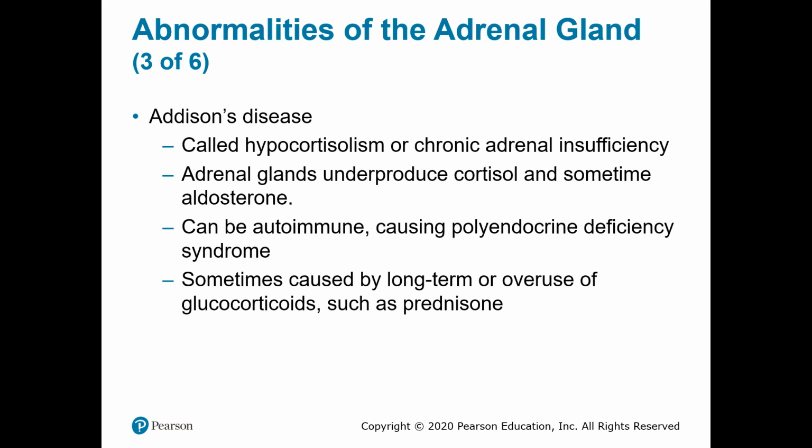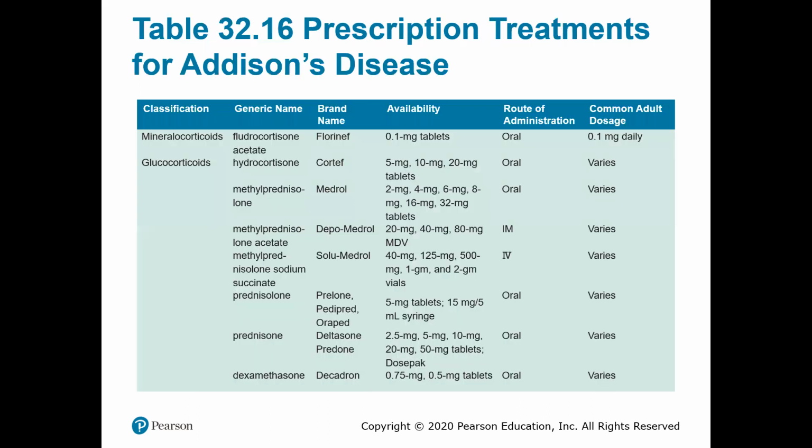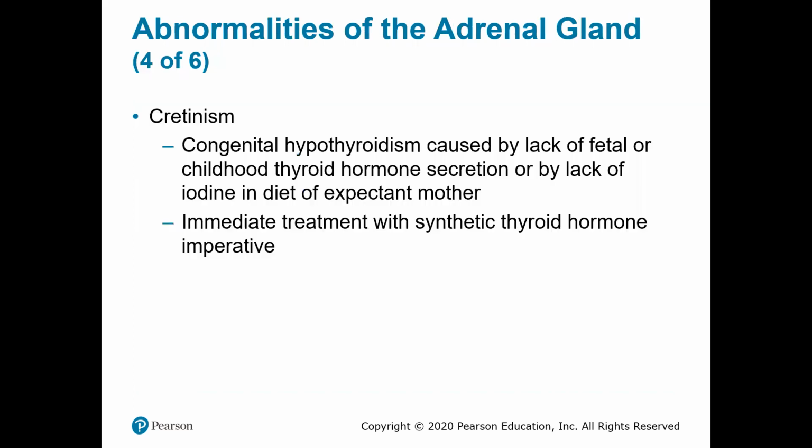So this could be a concern developing in somebody that needs to use steroids for a considerable amount of time. Your asthmatics, right? They're constantly being prescribed steroids. Your allergy sufferers constantly are being prescribed steroids to help control that inflammation. So if the duration that they're on that medication becomes too long, Addison's disease developing could become a concern. Textbook page 558 contains table 32-16, and that has your prescription treatments for Addison's disease.